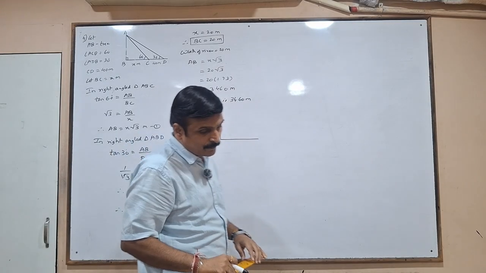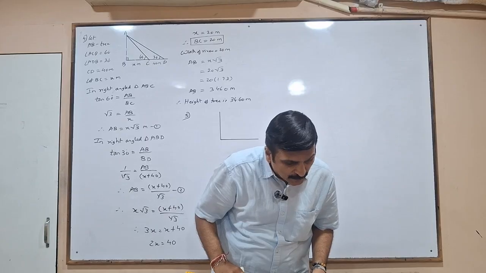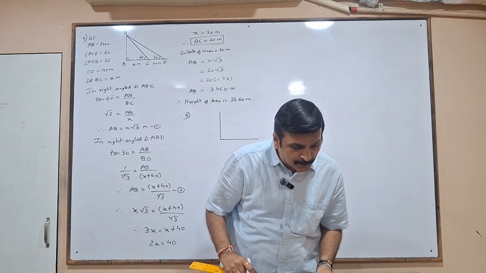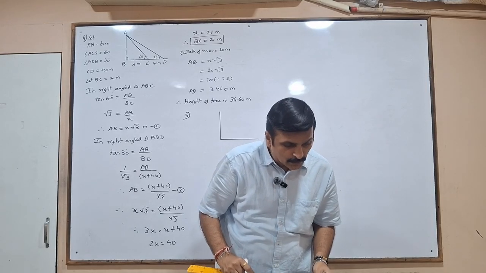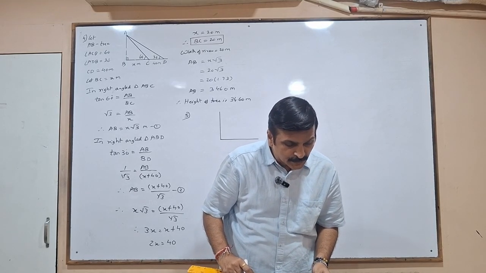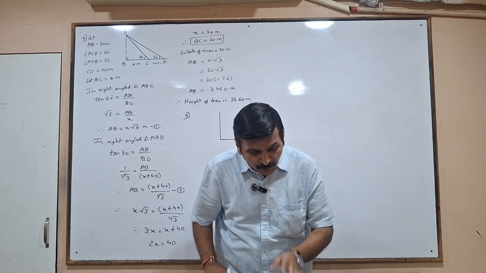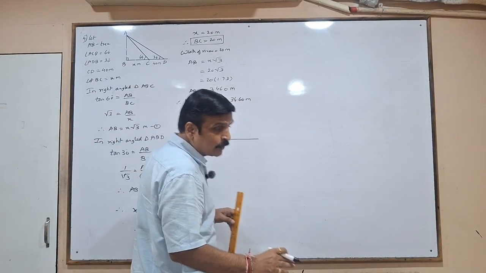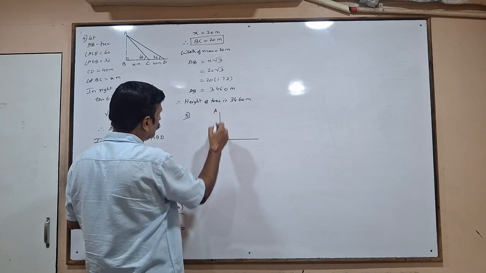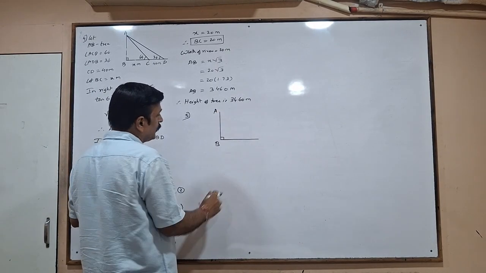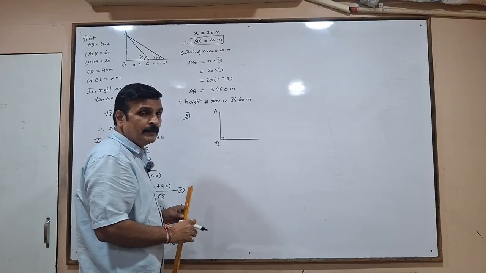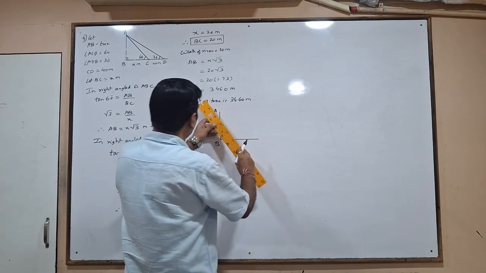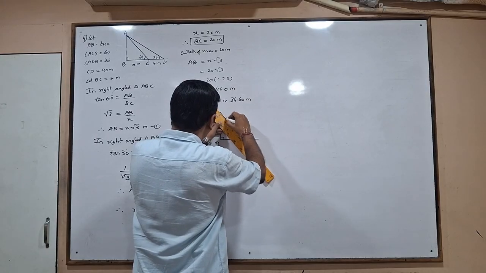Question says the length of the shadow of a tower standing on a level plane is found to be 2y meters longer when the sun's altitude is 30 degree than when it is 45 degree. Now length of the shadow of a tower. So this is a tower AB. Two angles obviously will be there because the shadow of this will be projected on the ground.